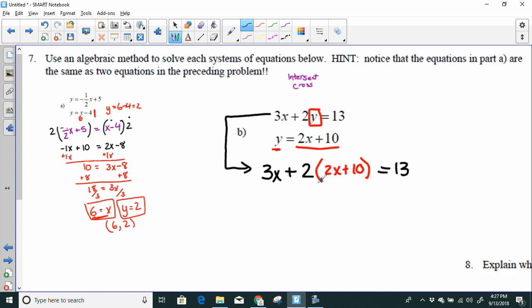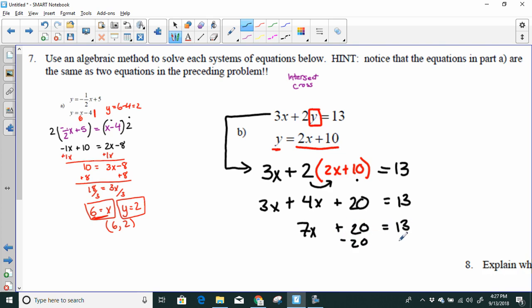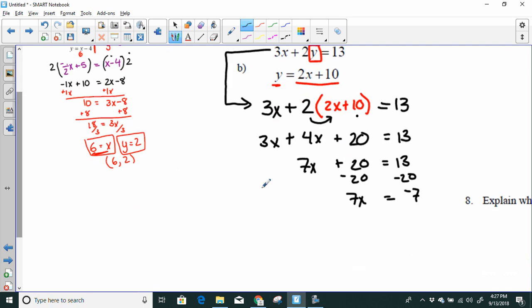Now it's just a straightforward equation to solve. I'll use the distributive property here. 2 times 2x is 4x. 2 times 10 is 20, plus 3x equals 13. 3x and 4x make 7x plus 20 equals 13. I can subtract 20 from each side. I get 7x must equal negative 7. And if I divide by 7 on each side of my equal sign, x must equal negative 7 divided by positive 7, which is negative 1. So hooray.